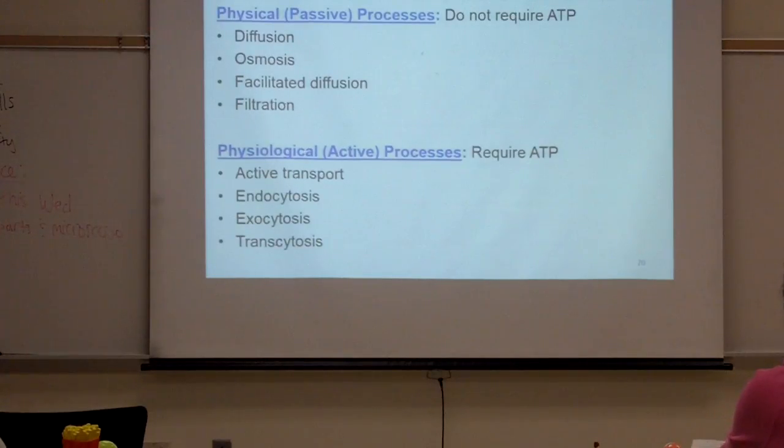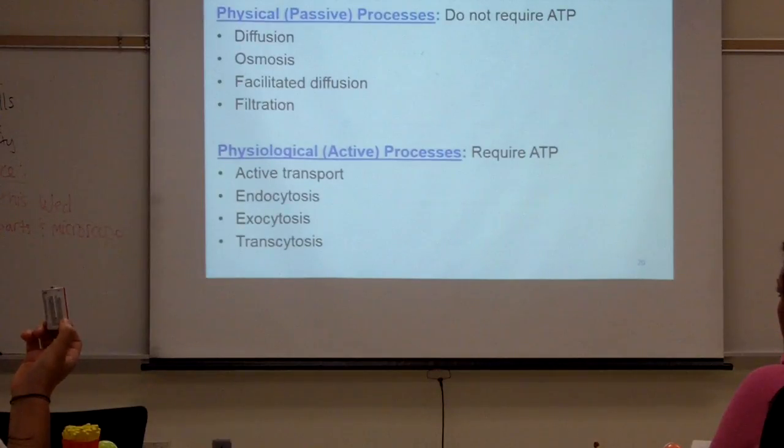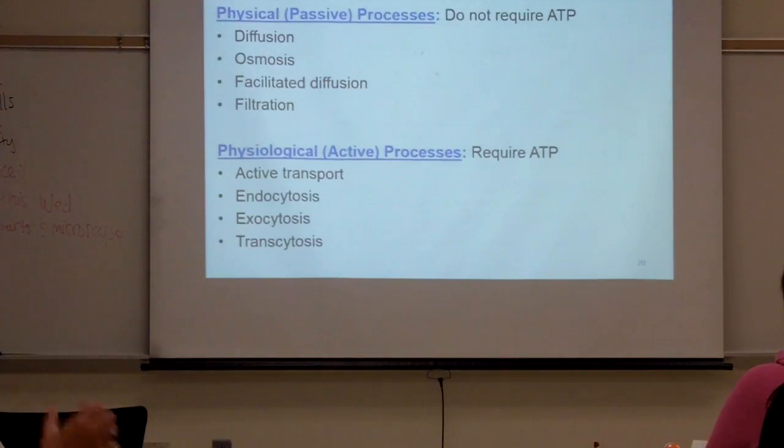So the first thing we do is just kind of group these. Passive processes, or transport, we're talking about moving stuff into and out of the cell. Passive transport does not require ATP. So mitochondria, hold up your batteries. When we are performing passive transport processes, mitochondria are not needed. It's like a toy that doesn't need batteries to work, okay? That would be a passive process. You can back down now.